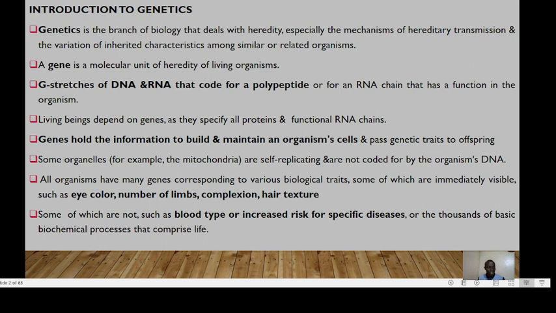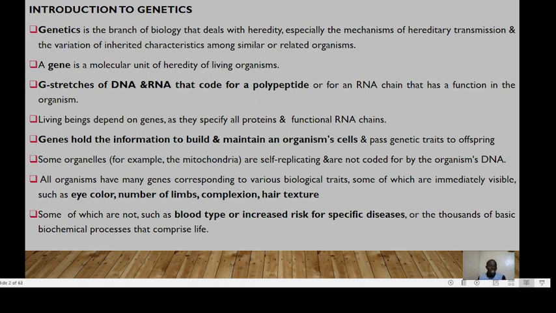So living things depend on genes as they specify all proteins and functional RNA chains. Genes hold information to build and to maintain an organism's cells and pass these genetic traits to offspring. Some organelles, for example the mitochondria, are self-replicating and are not coded by the organism's DNA.